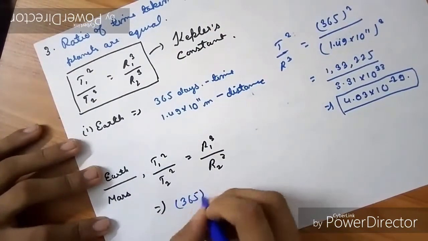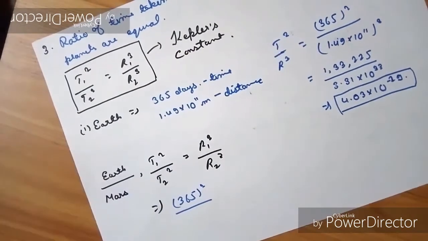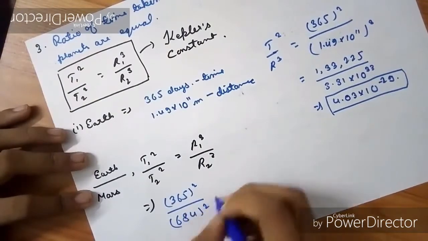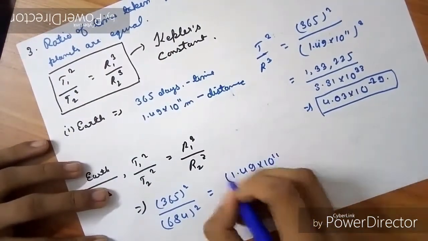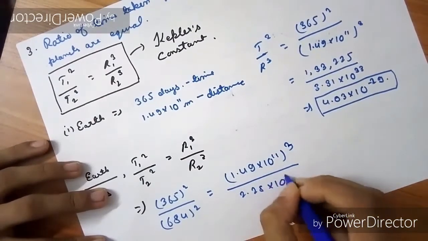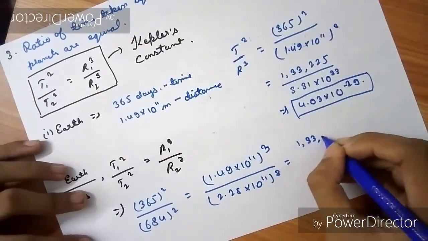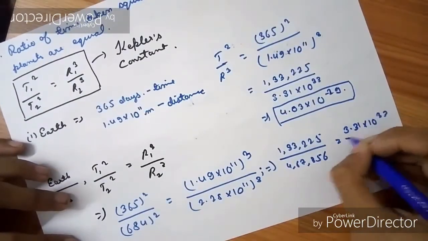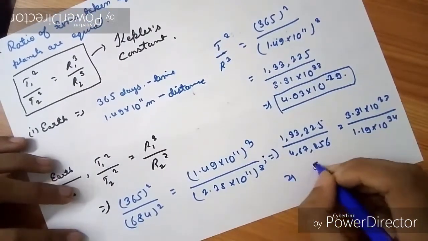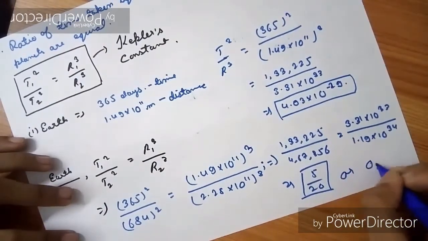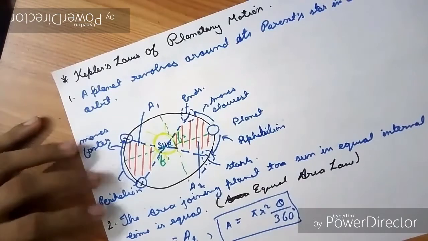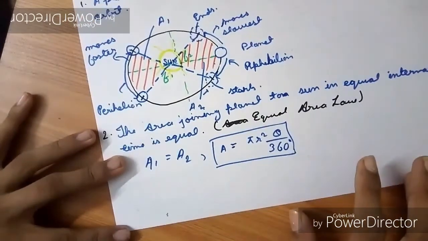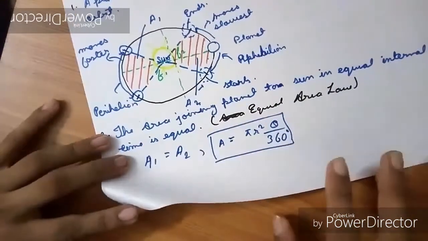Now look at the relation of Earth and Mars. Here T1 square by T2 square equals R1 cube by R2 cube. Earth takes 365 days to complete one revolution, and Mars takes about 684 days. Earth's distance is 1.49 into 10 to the power 11, while Mars is about 2.27 into 10 to the power 11. We get for Earth 1,33,225 and for Mars 4,67,856. And the radius cubed is 3.31 into 10 to the power 33 for Earth and 1.19 into 10 to the power 34 for Mars. Its value is about 0.28. So these are the laws of Kepler.